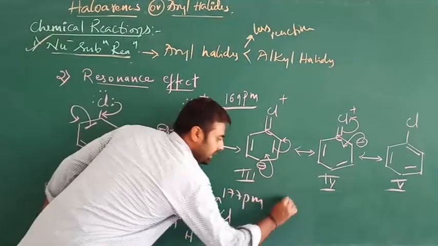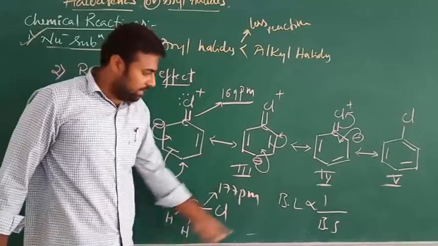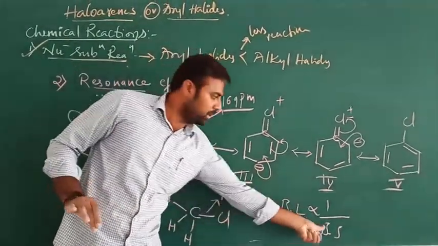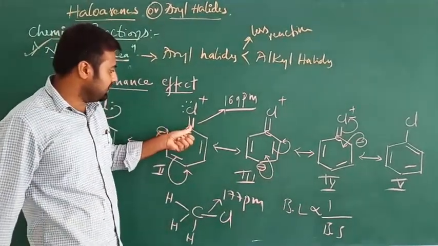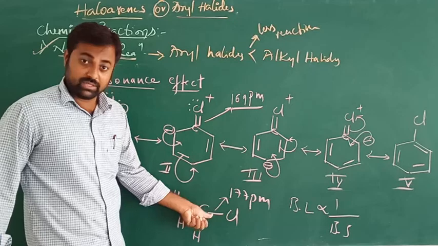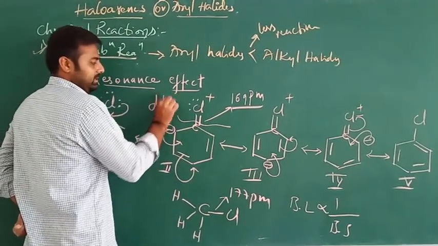Obviously, bond length is inversely proportional to bond strength. When bond length is more, bond strength is less. When bond length is less, bond strength is more. Obviously, this double bond character has more strength when compared to this single bond. So that's why the cleavage of this bond is very difficult, right?